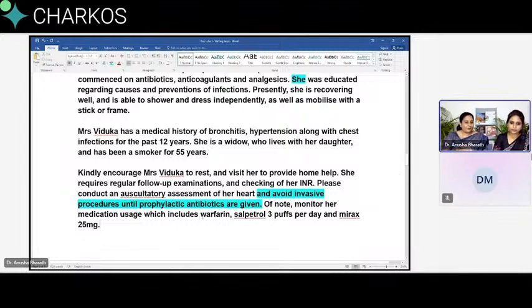So there is no necessity of using the uppercase exactly for the name of the medication. Yes, if you are starting the names of your medicines with an uppercase, for example, if I say warfarin with a capital W, then the S in salpeterol should also be written with a capital S. If you're starting with an uppercase for the medicines, then that continues for all the medicines. If not, you can just leave it as it is, and it can just be like this: 3 puffs per day and Mirax 25 mg daily.